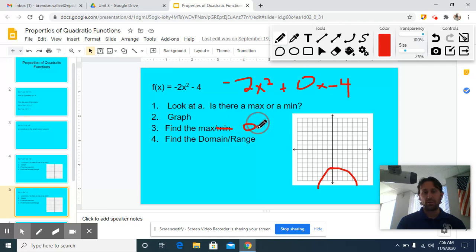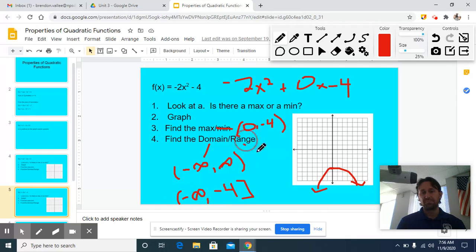0, -4. And then if we're talking about domain and range, domain's all real numbers, right? It goes on forever in both directions for x. So domain is -infinity to infinity. But the range does stop. The range stops at -4. So -4 is the biggest number, and it goes to -infinity. That's the range. Okay, just some properties about quadratics.